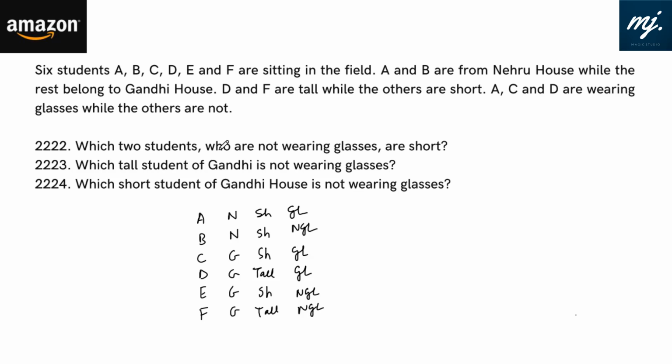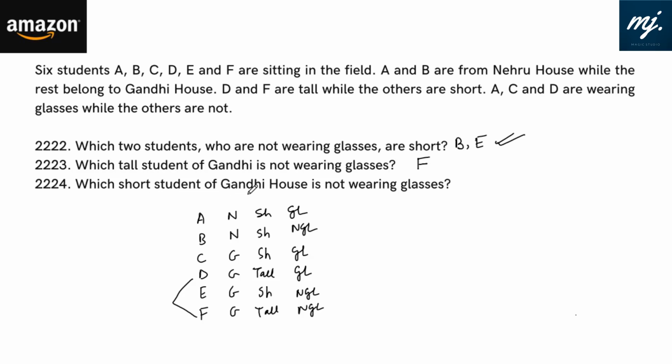First question: which two students who are not wearing glasses are short? Not wearing glasses and short is B, and not wearing glasses and short is E. So the two students we are looking for in this question are B and E. Which tall student of Gandhi is not wearing glasses? The tall students of Gandhi are D and F. D is wearing glasses, but F is not wearing glasses. That means it should be F.